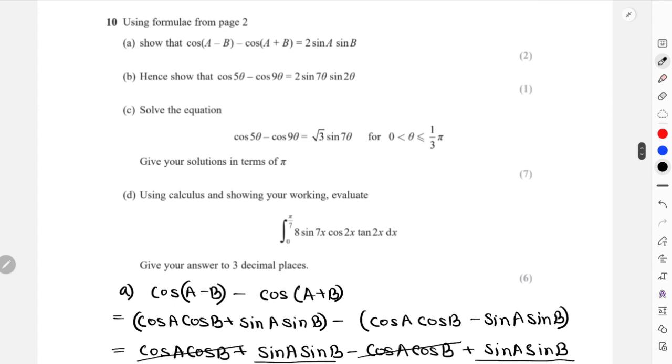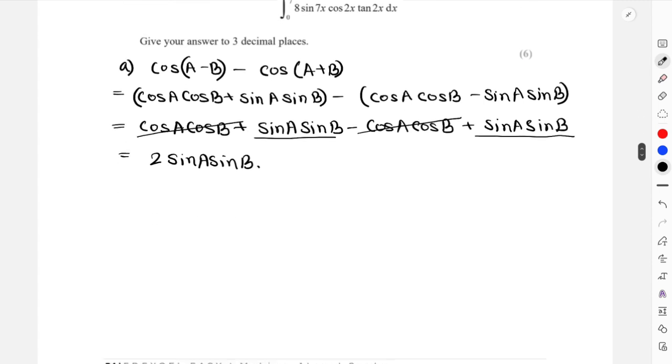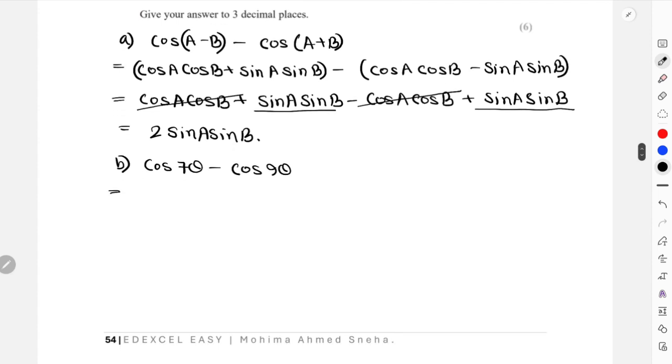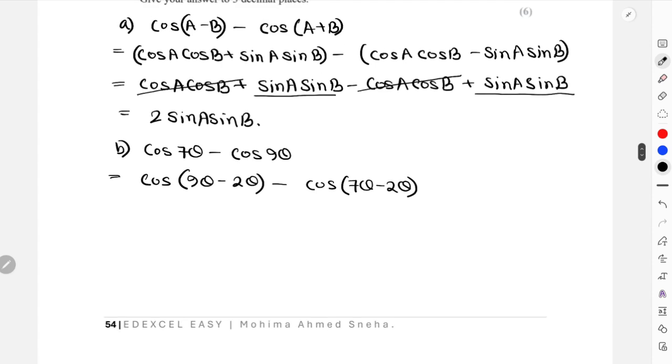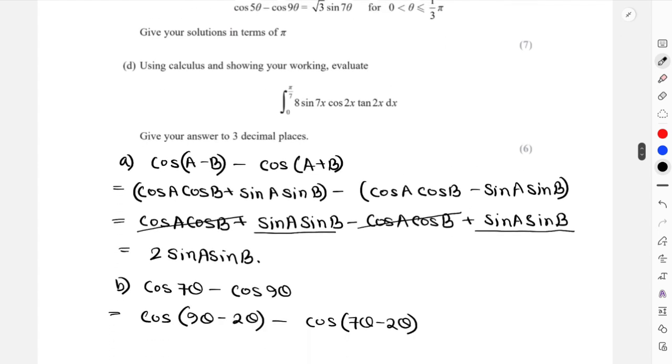And then after this you have to show that cos 5 theta minus cos 9 theta is equal to 2 sine 7 theta sine 2 theta. I can clearly see that there are similarities. Cos 5 theta minus cos 9 theta. I can break down 5 theta and 9 theta as 7 theta minus 2 theta and 7 theta plus 2 theta.